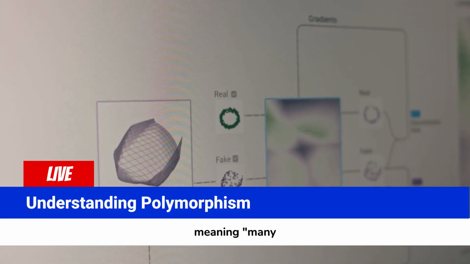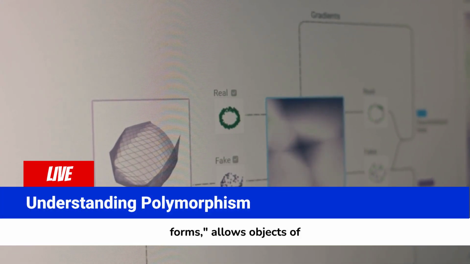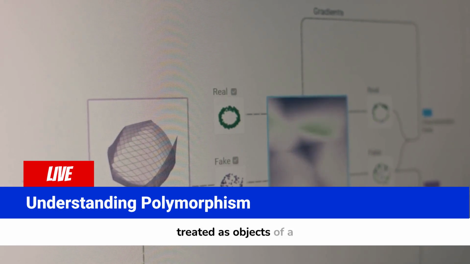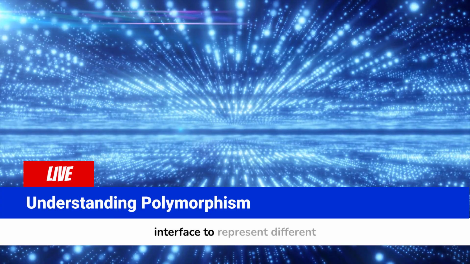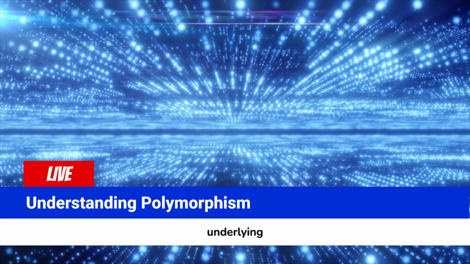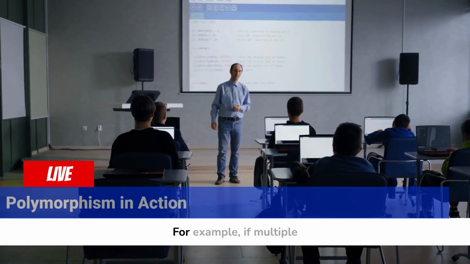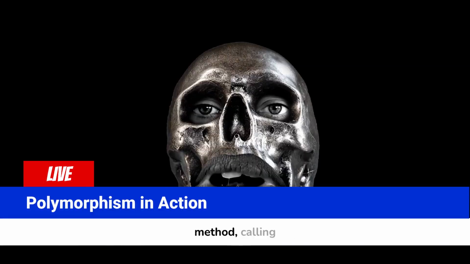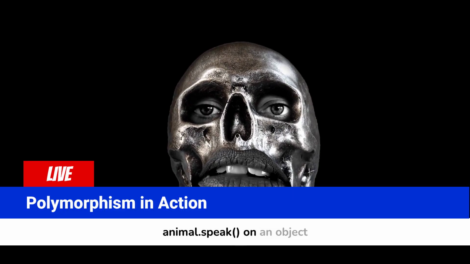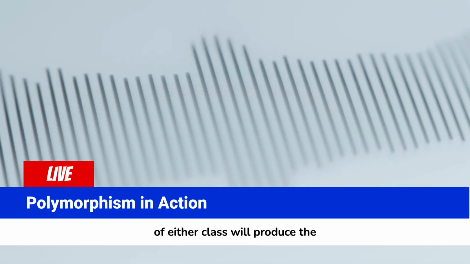Polymorphism, meaning many forms, allows objects of different classes to be treated as objects of a common type. It enables a single interface to represent different underlying implementations. For example, if multiple classes, e.g. dog, cat, have a speak method, calling animal.speak on an object of either class will produce the appropriate sound.